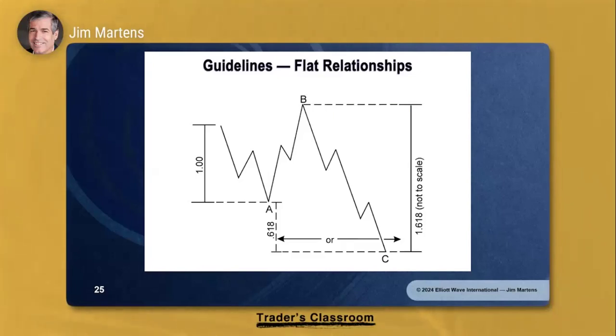The correction is not over if you don't count the price structure, the 5-3-5, flat 3-3-5. From an Elliott wave perspective, price structure is more important than any of these measurements. But the measurements are often helpful.